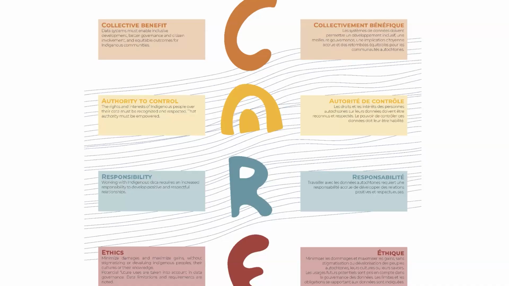So the first C stands for collective benefit, in the sense that the data that's produced using indigenous data and knowledge must create value for indigenous people and not just for the researcher, institution, or system. The second letter, A, stands for authority to control. It reflects the rights of indigenous people to govern how data about them is collected, used, shared, and interpreted.